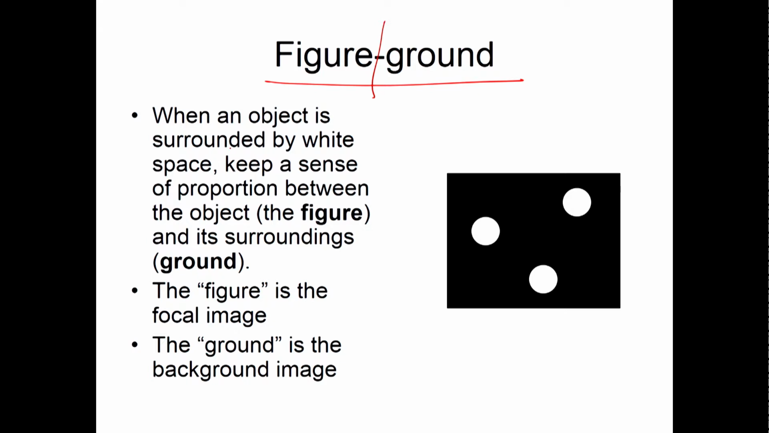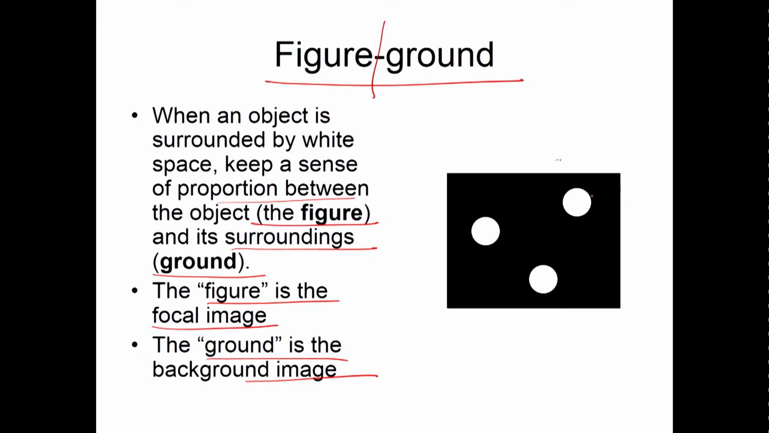So, when an object is surrounded by white space, keep a sense of proportion between the object and its surroundings. The objects form the foreground, the figure. The surroundings become the background or the ground. The figure is the focal image. We focus on the foreground, on the figure. We do not focus on the background, right. So, the ground is the background of the image, which we do not actually focus on.